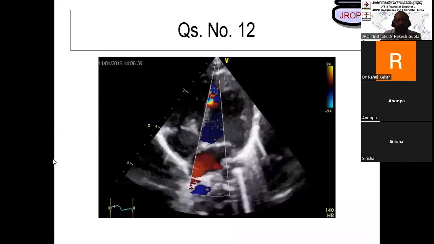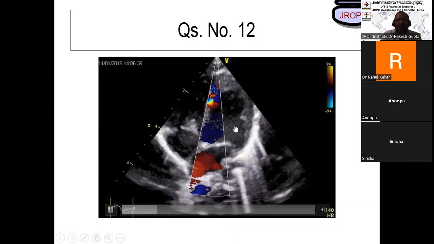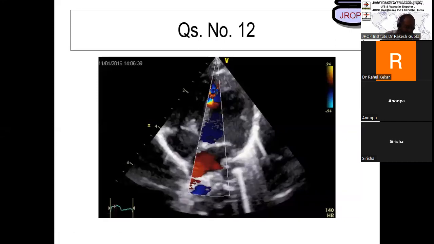So this is almost a mid-muscular inlet VSD. LA, LV, RV, RA, there is no aorta seen over here, and we are looking at the septum. This is the basal septum, this is the apical septum. We are able to see the shunt in the mid septum. So it's a very simple thing. Mid-muscular VSD. Good. You did a good job.